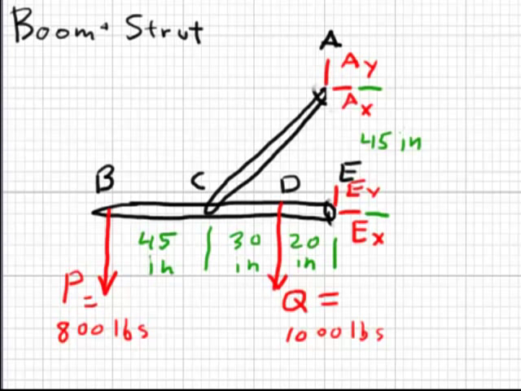The first thing I'll do is take the moments about any point. Can take it about any point, but what we want to do is remove as many unknowns as possible. So it makes sense to take moments about either point A or point E. In this case it doesn't really matter. If you take about point A, AY and AX will both be multiplied by 0, as well as EY, because the direction of EY is going right through point A, so its moment is multiplied by 0.